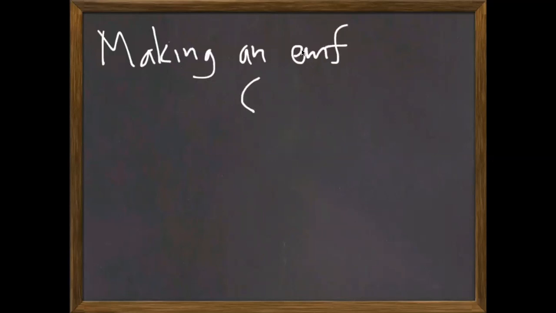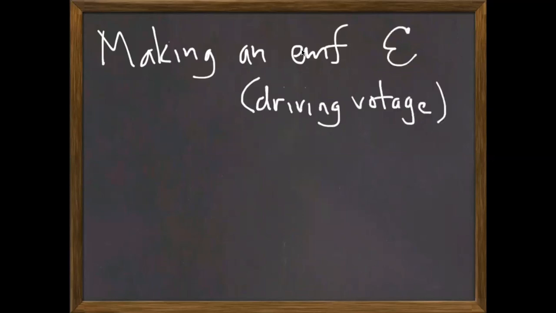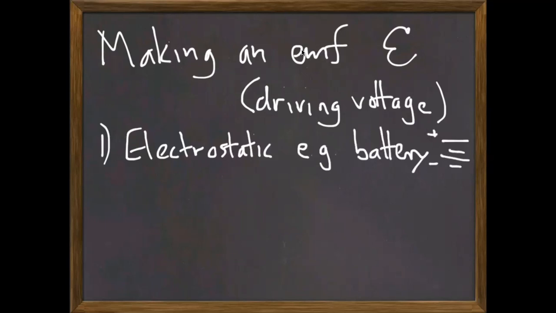So the inspiration here is to think about what are the different ways to make an EMF. We use the symbol cursive E to talk about an EMF, and EMF is just another word for a driving voltage. A driving voltage is like whatever is pushing current around a circuit. We already know one way, that's a battery. And that's a type of EMF called an electrostatic EMF. So a battery uses chemical reactions, moves charge around, creates an electric field, and that electric field is responsible for pushing charge through a wire, for example.